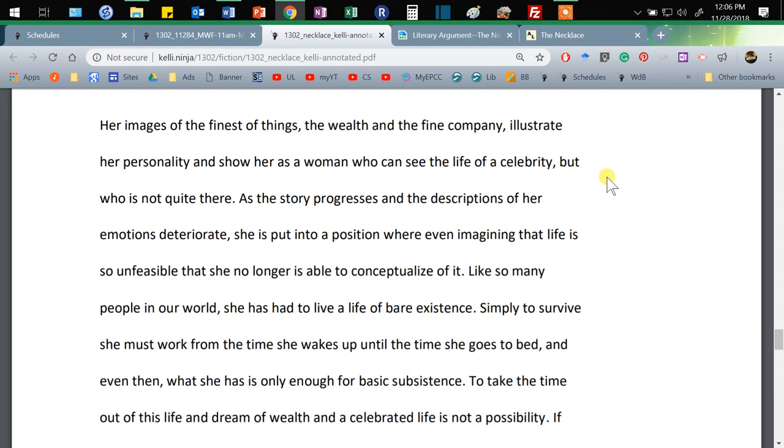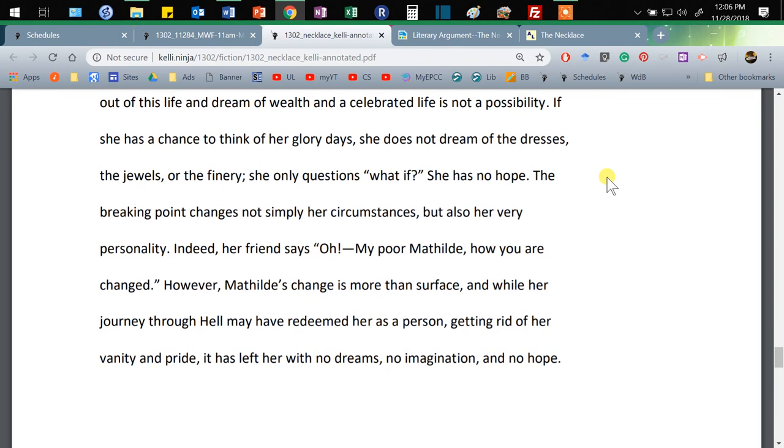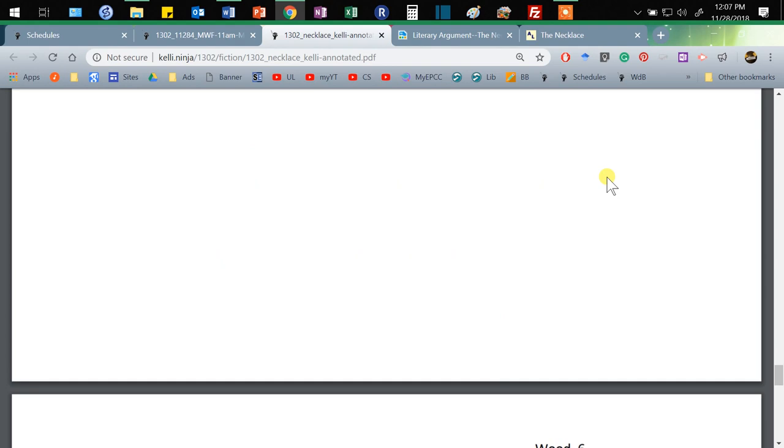Like so many people in our world, she has had to live a life of bare existence. Simply to survive, she must work from the time she wakes up until the time she goes to bed. And even then, what she has is only enough for basic subsistence. To take the time out of this life and dream of wealth and a celebrated life is not a possibility. If she has a chance to think of her glory days, she does not dream of the dresses or the jewels or the finery. She only questions what if. She has no hope. The breaking point changes not simply her circumstances, but also her very personality. Indeed, her friend says, "Oh, my poor Mathilde, how you are changed." However, Mathilde's change is more than surface, and while her journey through hell may have redeemed her as a person, getting rid of her vanity and pride, it has left her with no dreams, no imagination, and no hope.